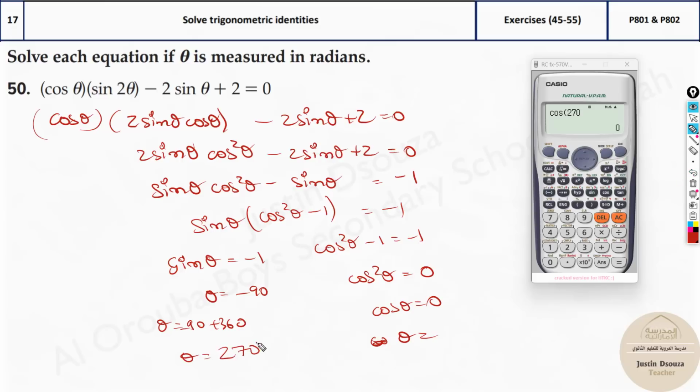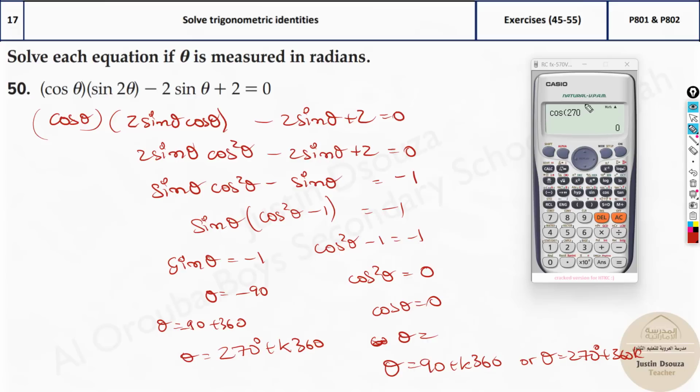Here also we got it, 270 plus k into 360. And here we got two answers. Theta is 90 plus k into 360, or theta is equal to 270 degrees plus 360k, the same answer as the other one. So you just write it once. So these are the two answers. Now they have told us to do it in radians.